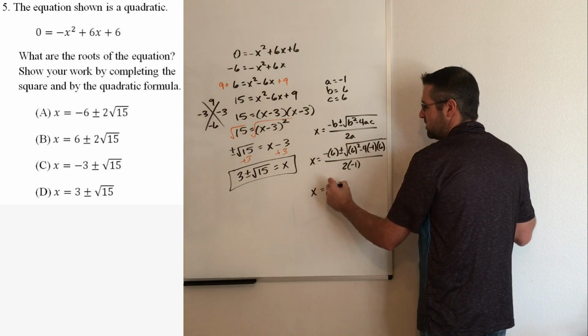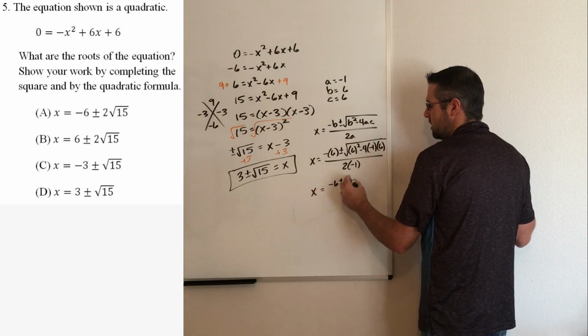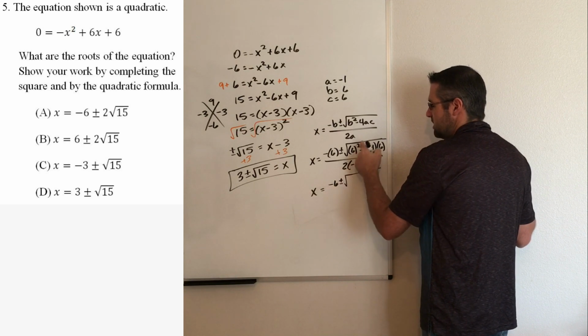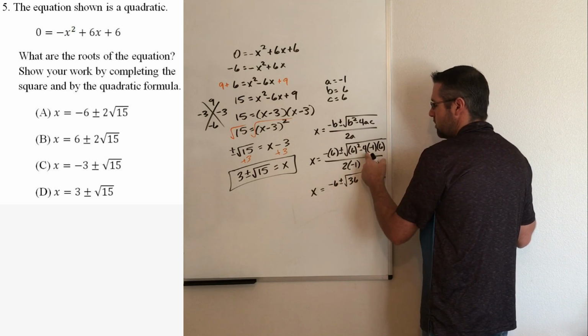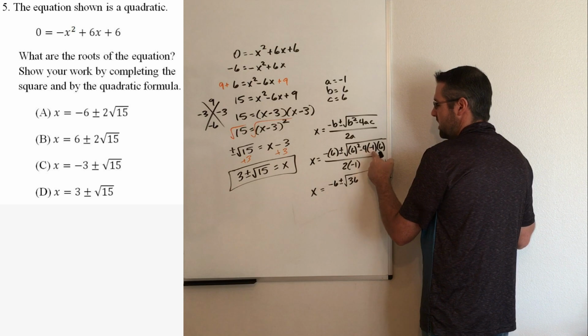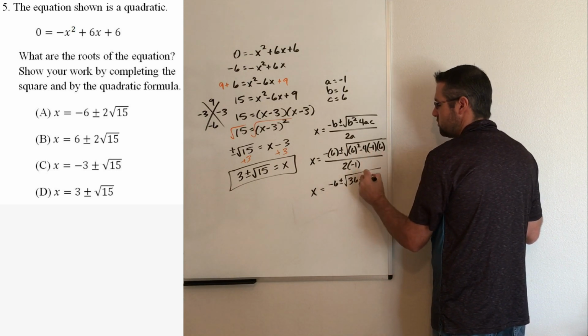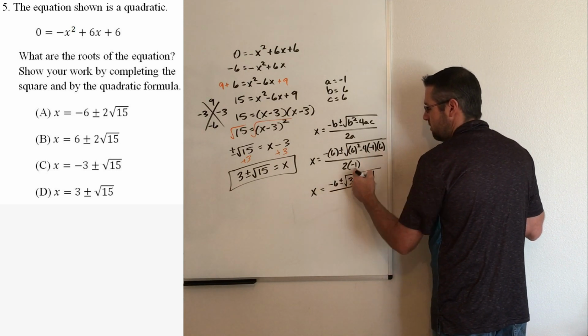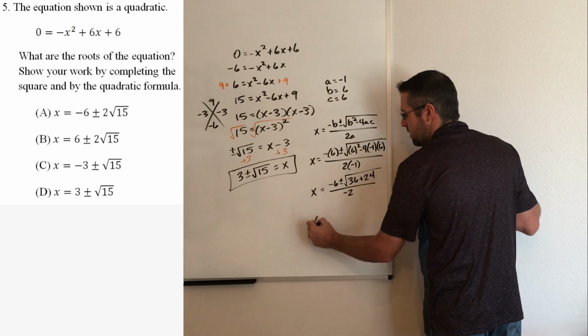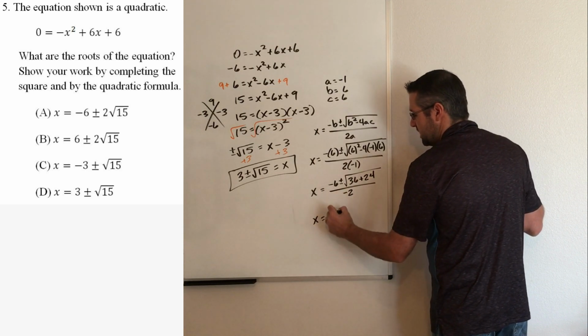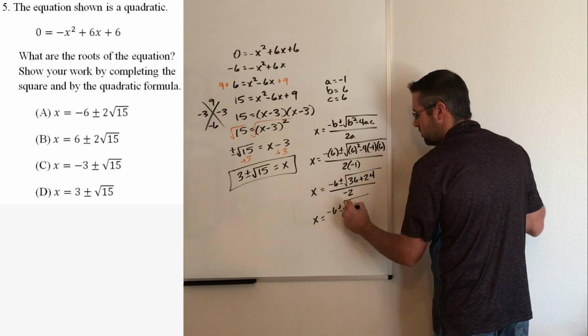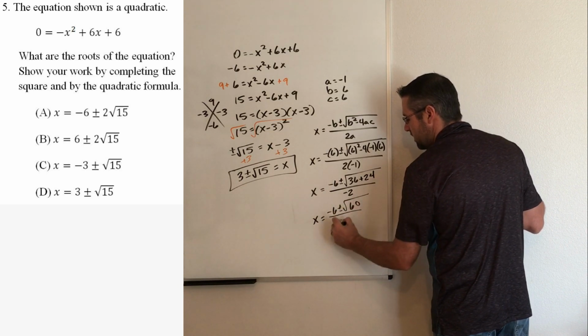So we're going to simplify that negative b, so that'll say negative 6 plus or minus the square root of 6 times 6 is 36. Then we're going to multiply all of these. Negative 4 times negative 1 times 6 is positive 24. And then divided by negative 2. Then we can go a little bit further. We can say negative 6 plus or minus the square root of 60 over negative 2.